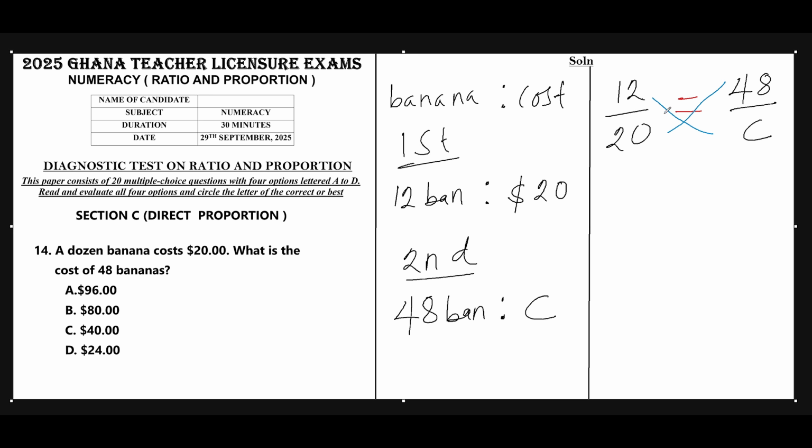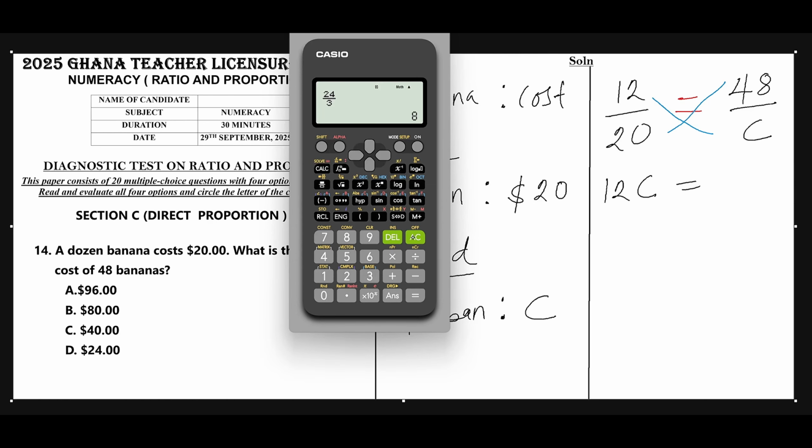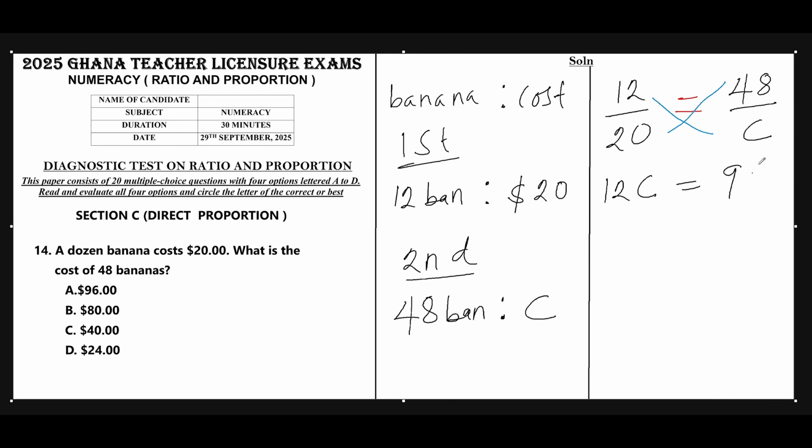So we have 12 multiplied by C. That gives us 12C. And then 20 multiplied by 48. Okay, that gives 960. Remember, we are looking for C, so we divide both sides by 12. So these two will cancel out, leaving C is equal to.